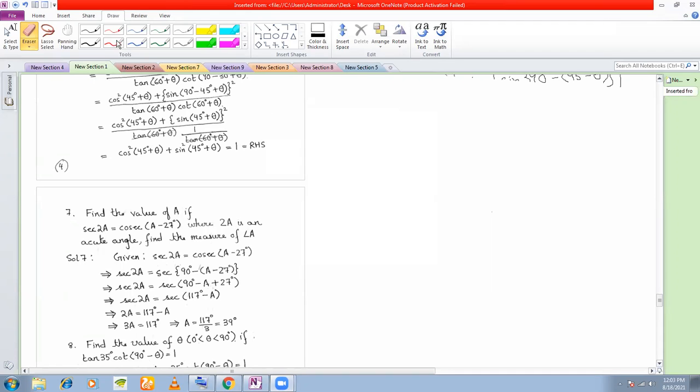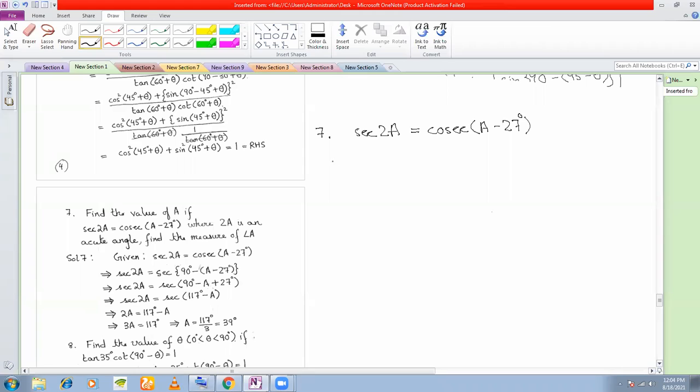Okay, number 7. Question is, find the value of A if this is an equation. Okay, this is called a trigonometrical equation. Sec 2A is equal to cosec A minus 27 degree, where they have given 2A is an acute angle. Okay, 2A is an acute angle means 2A is less than 90 degree. That is what it means. And they are asking you find the measure of angle A.